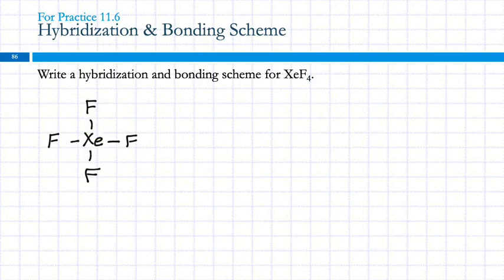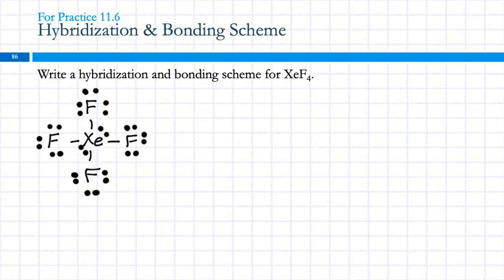10, 12, 14, 16, 18, 20, 22, 24, 26, 28, 30, 32. I need to put 4 more electrons in here. Well, xenon's a big boy. Period 5. Expand the octet. So I'm going to put these 4 extra electrons as lone pairs on the xenon.